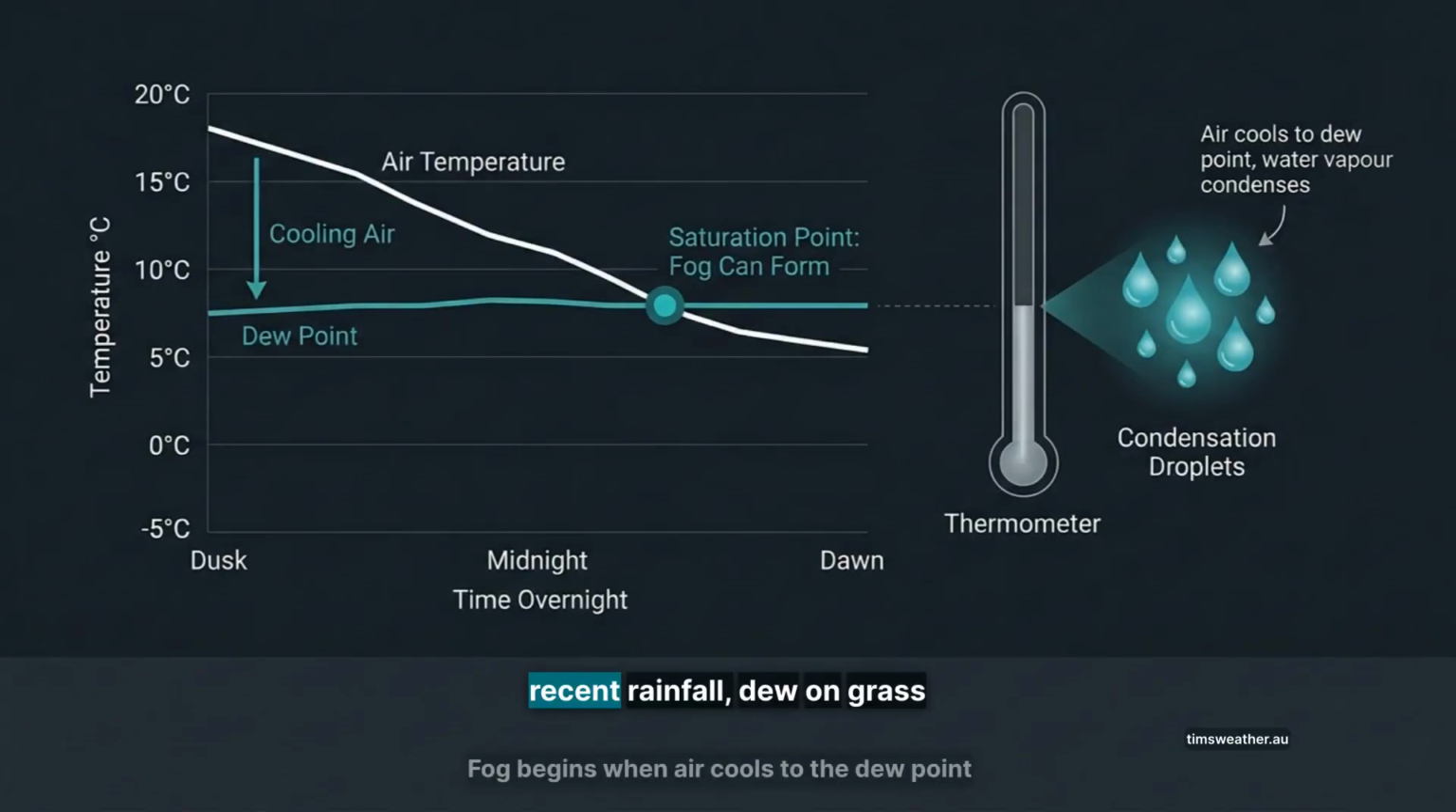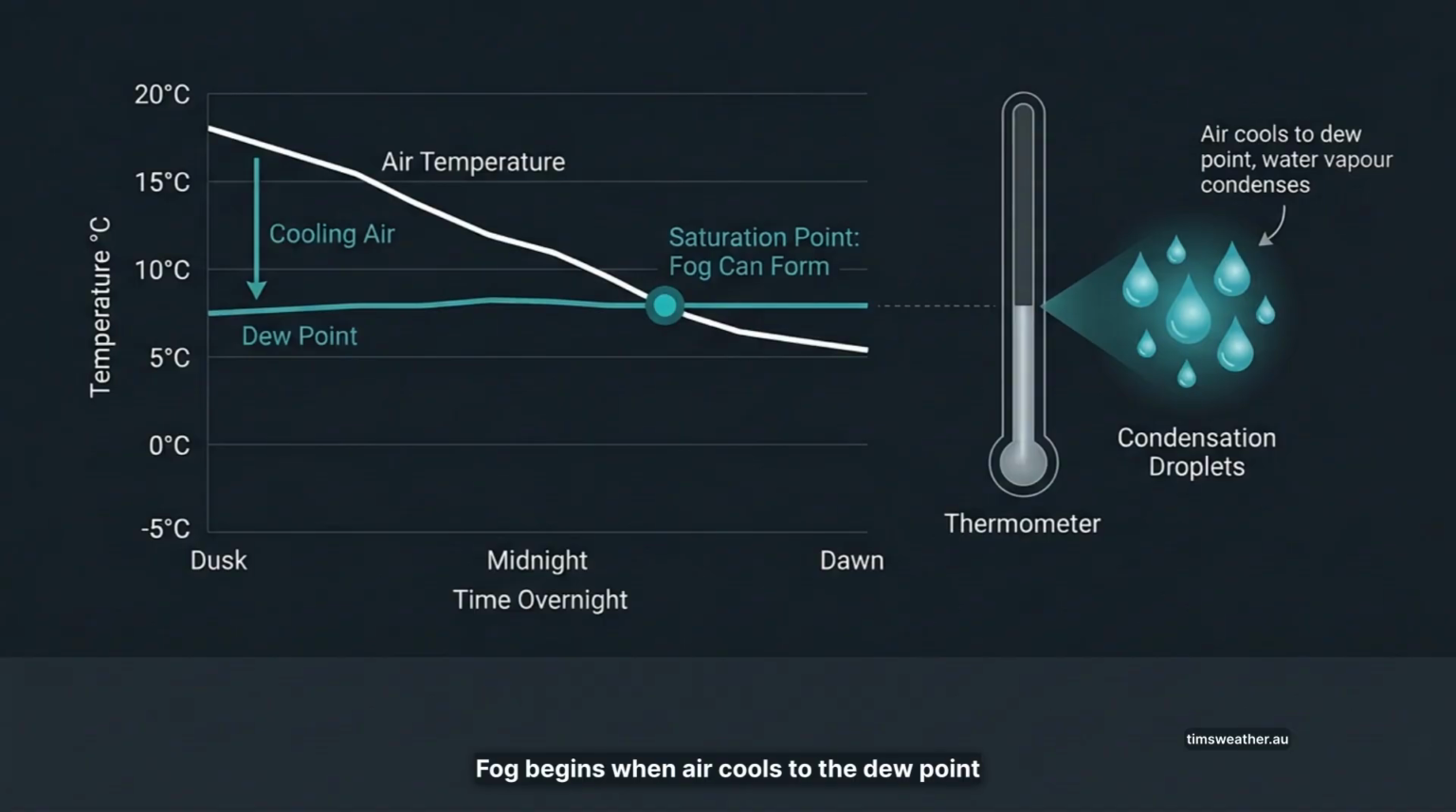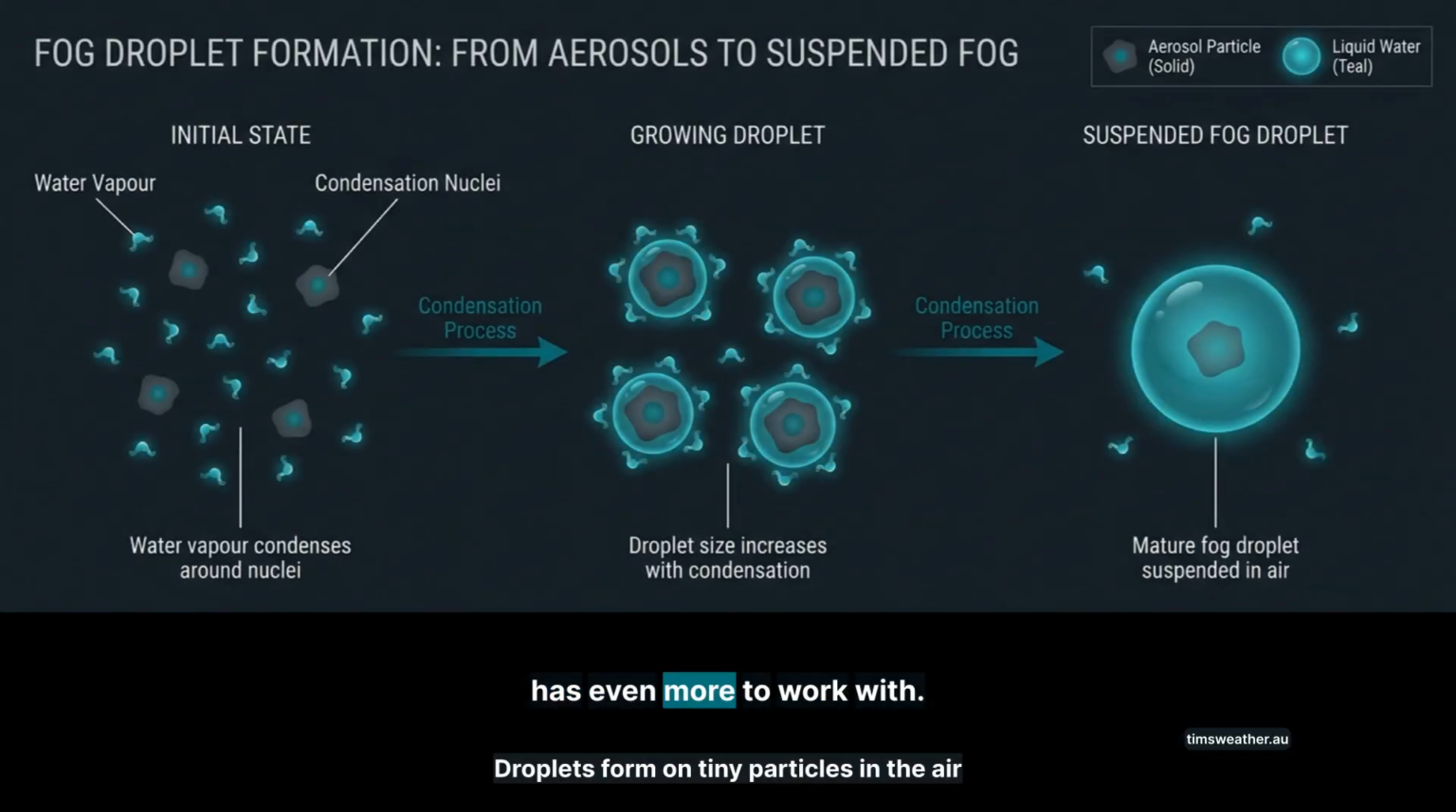Moist ground, recent rainfall, dew on grass and nearby rivers all help by adding water vapor to the air. In a river valley, cool air sitting over warmer water can gain extra moisture through the night. If a shallow layer of moist air has already moved into the valley, the cooling process has even more to work with. A temperature inversion helps keep the fog in place.